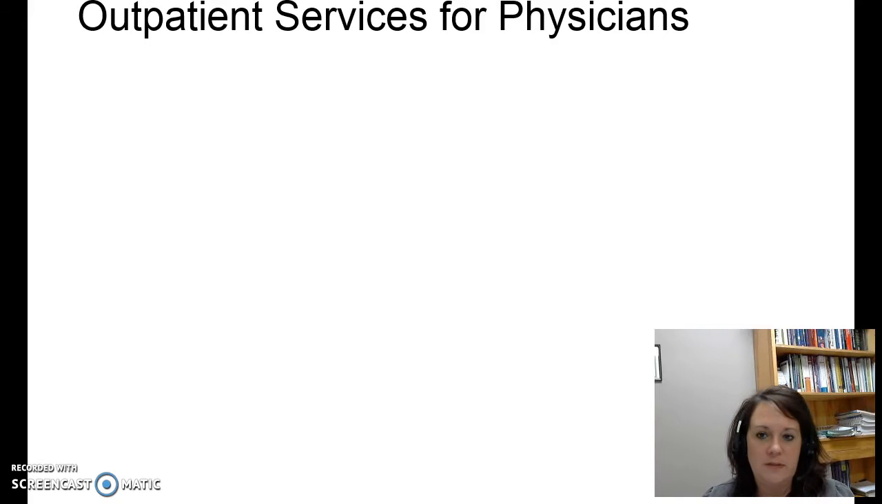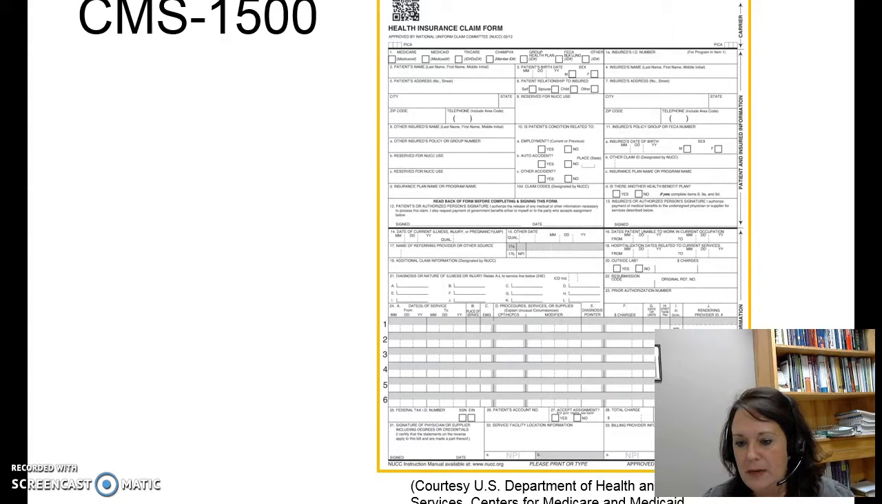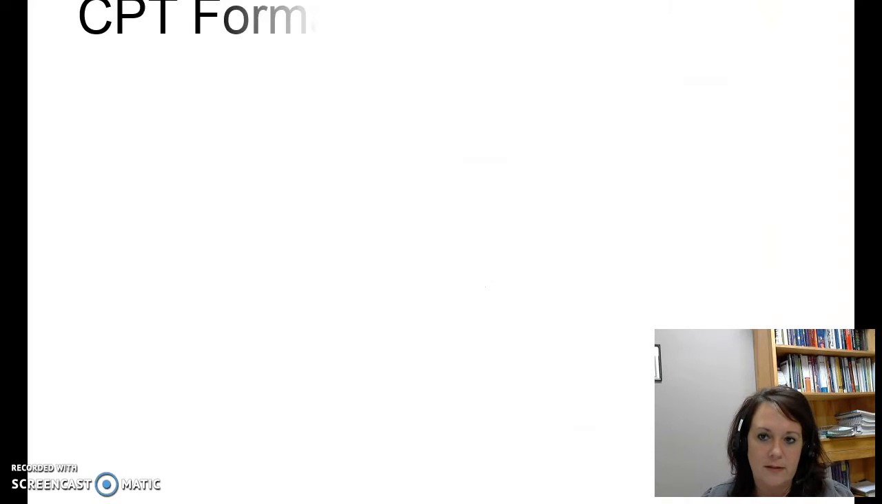Outpatient services for physicians are reported electronically. We use a claim form called a CMS 1500 at the doctor's office. We're going to talk about that a lot in reimbursement class, so that's not too big of a deal. There's a picture of one if you need to have it. Again, we do a lot of that in reimbursement class.